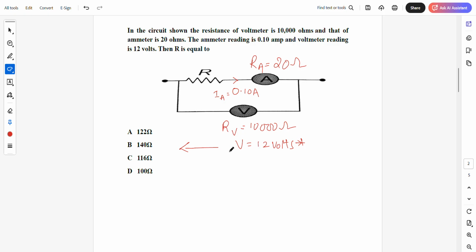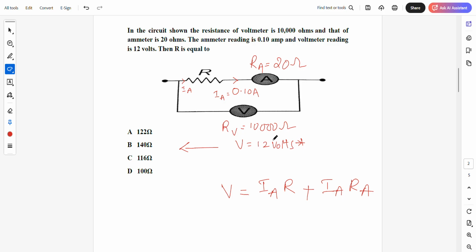Now this voltage is equal to the same voltage across this branch. I can write V is equal to, the same current IA flows here, so V is equal to IA into R plus the drop here, which is IA into RA.